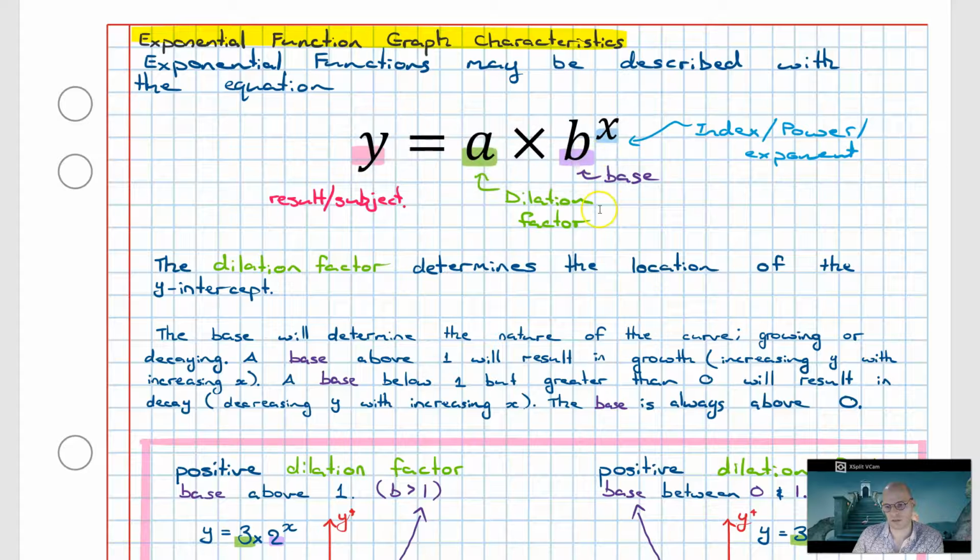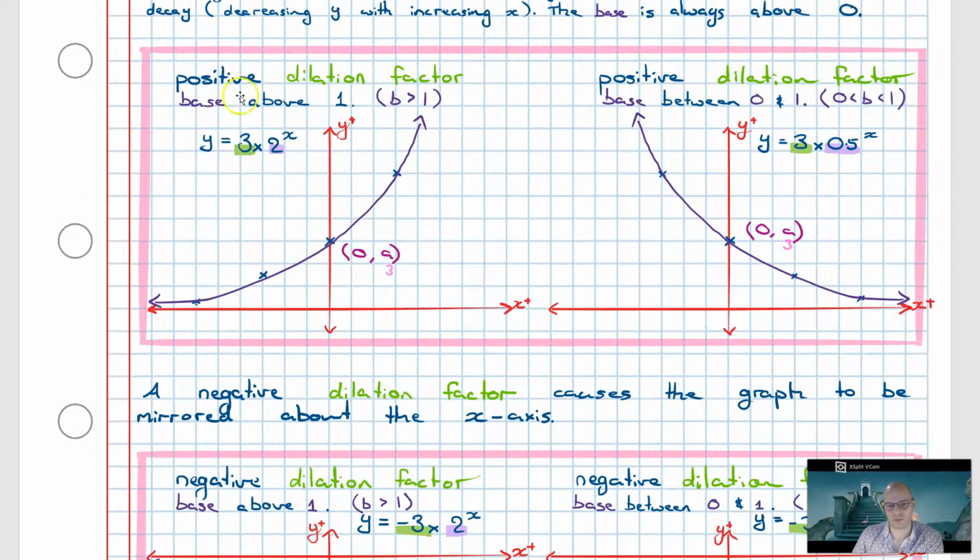So the base can come in two flavors in general, or in Stage 1 General Mathematics. The first flavor is when the base is above 1, in which case we're going to get a graph that resembles what we had before in our example. However, if our base is below 1 but still above 0, then the graph itself is sort of mirrored about the y-axis. That is, it starts off with large values of y, and then y decreases as x increases.